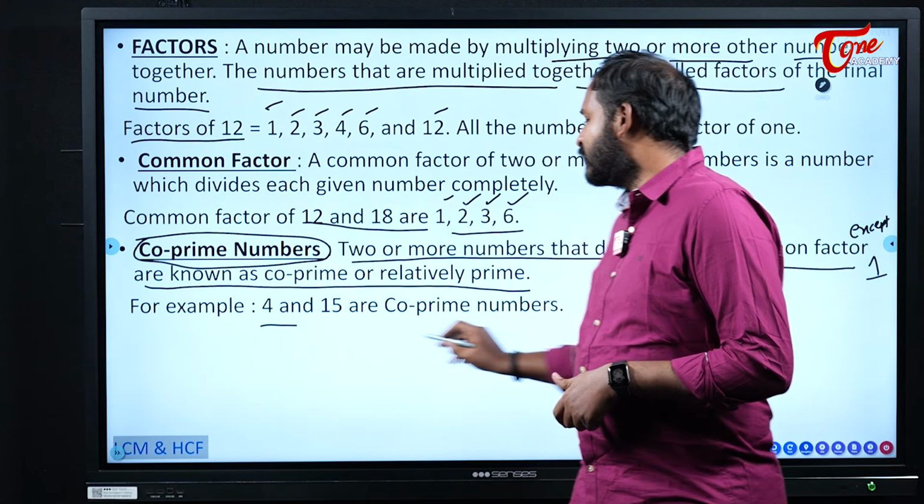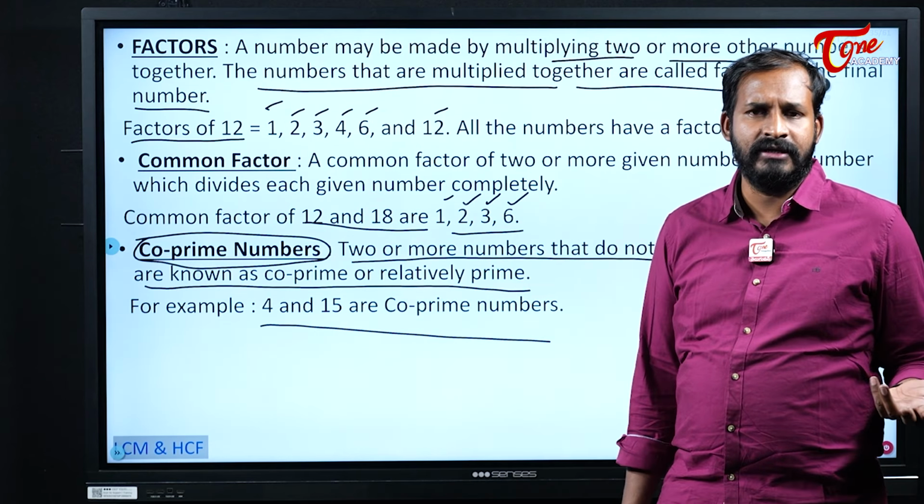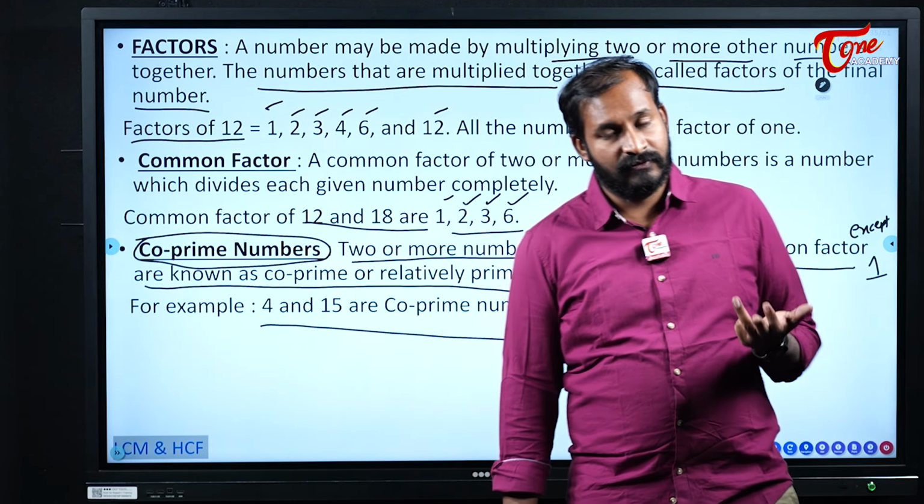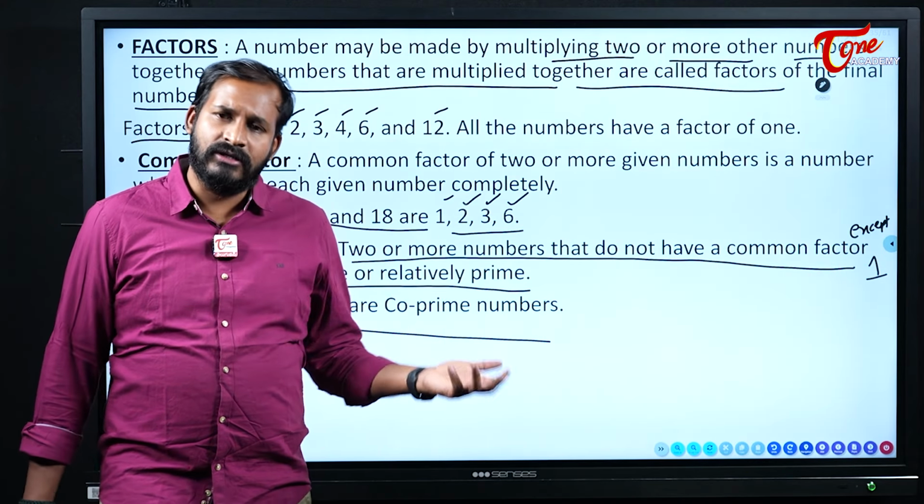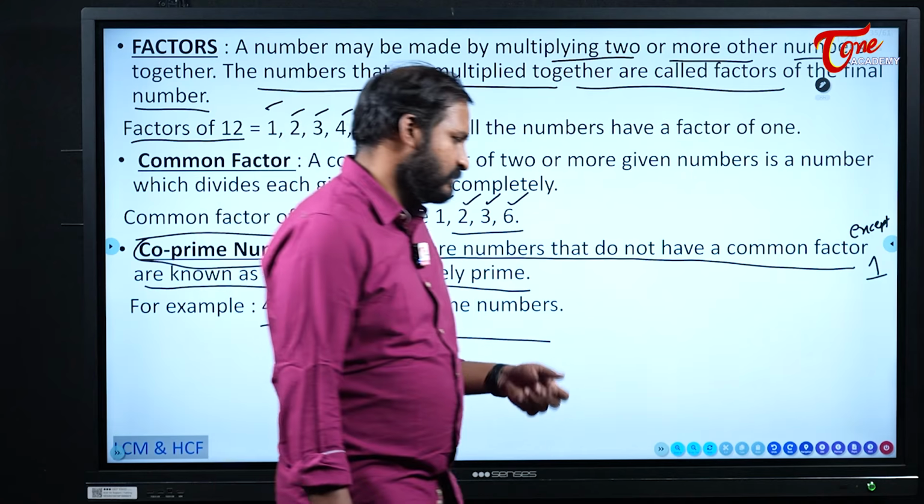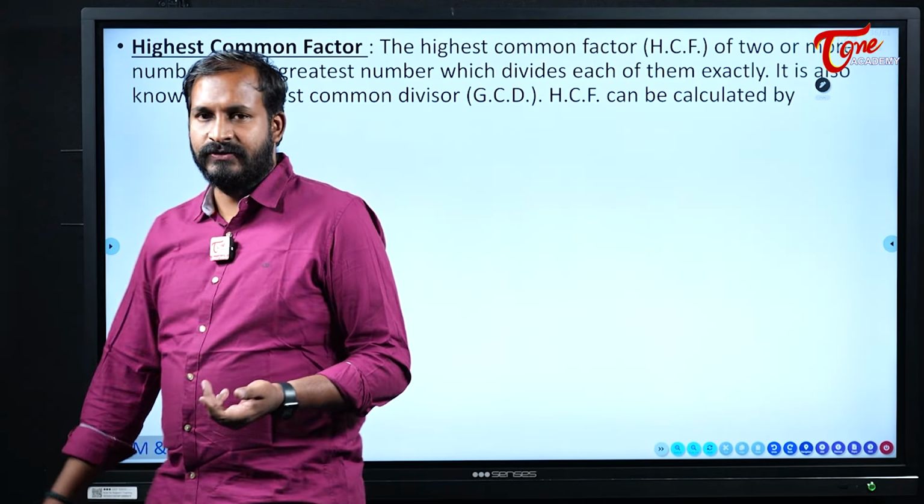They may be composite numbers or prime numbers. Anyway, a combination of prime numbers will always be co-prime pairs. And if out of those two numbers, one number is a prime number, then also those two numbers become co-primes. Next, HCF.